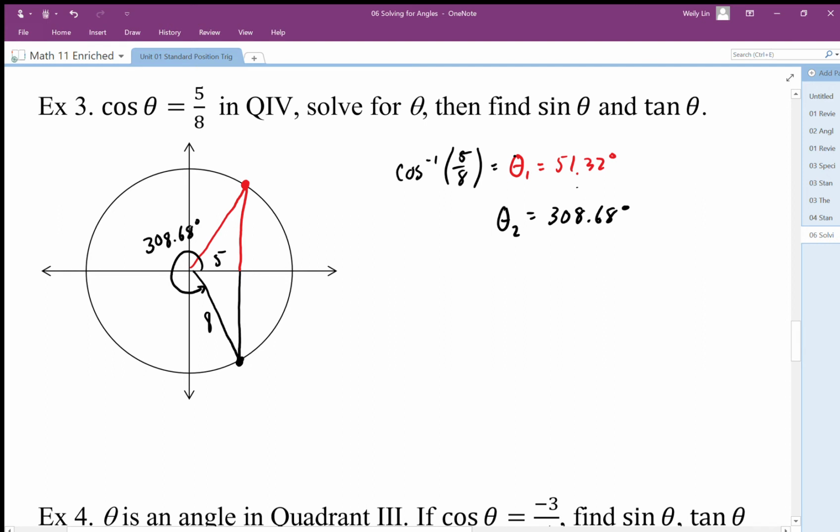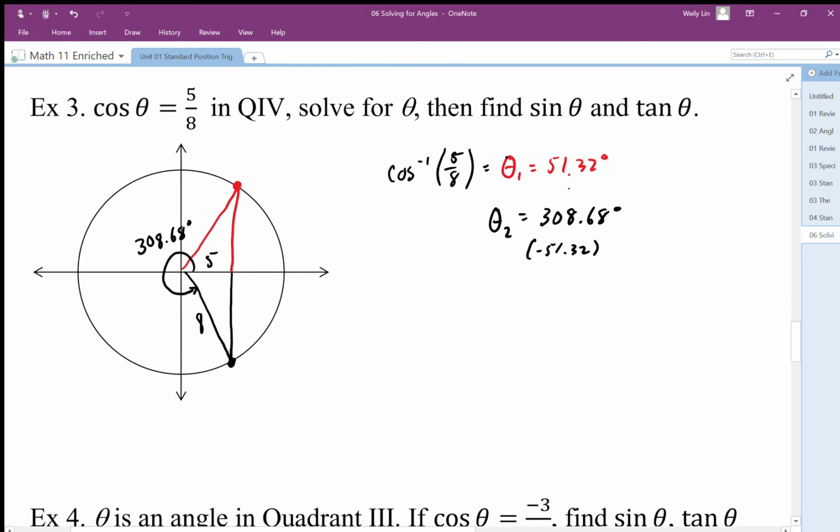Now, you could use negative 51.32, that locates the same position. Okay, so I'm going to put that in here. However, sometimes you're asked for the positive version, so these are just coterminal angles. But there's always a theta 1, theta 2 involved when you're undoing cosine.